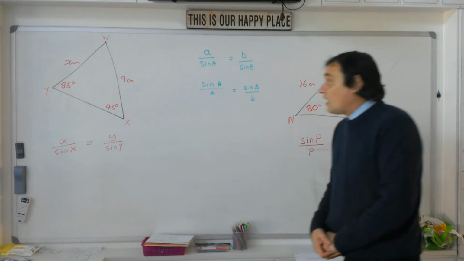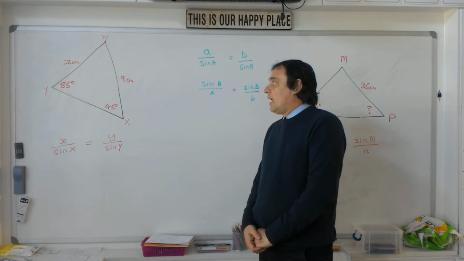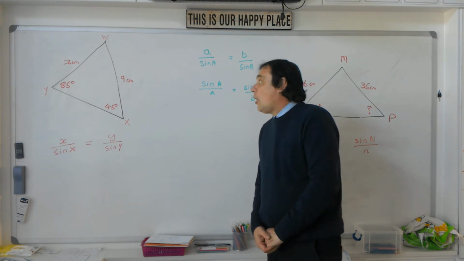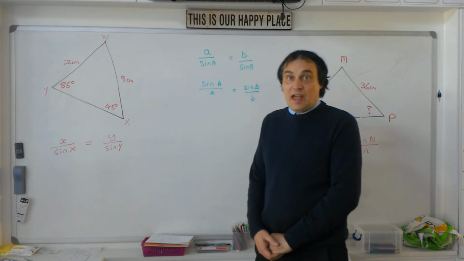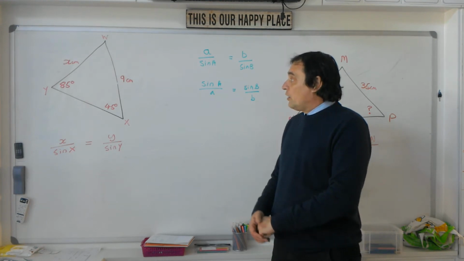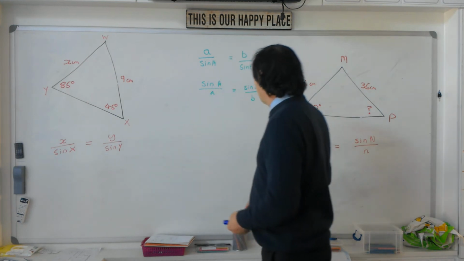We use the sine rule when we've got two angles and one side and we want to find out a second side, or when we've got two sides and one angle and we want to find out a second angle. So first of all we're going to find out a second side when we've got two angles here.